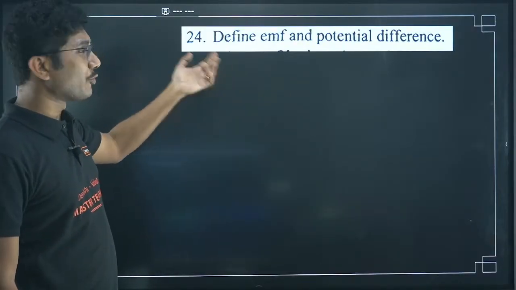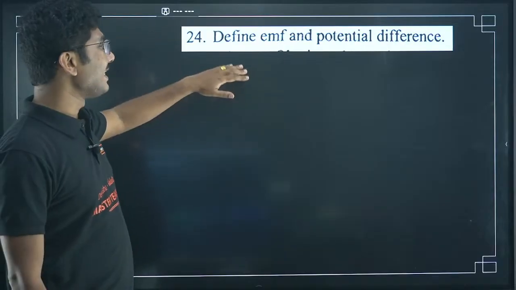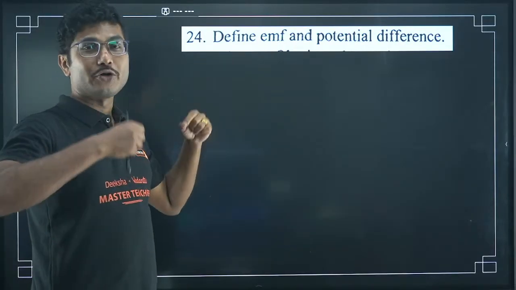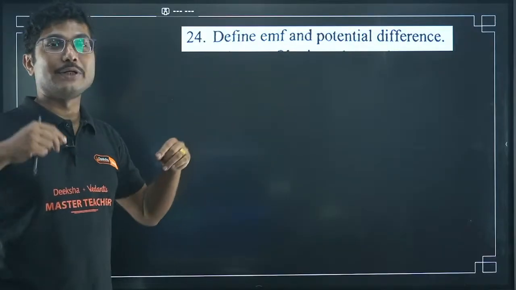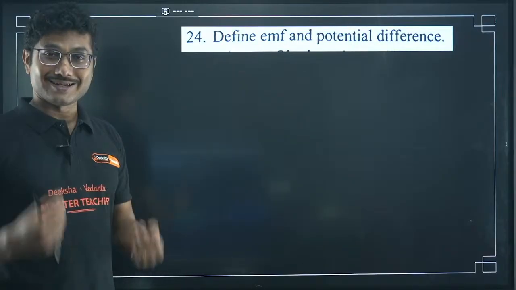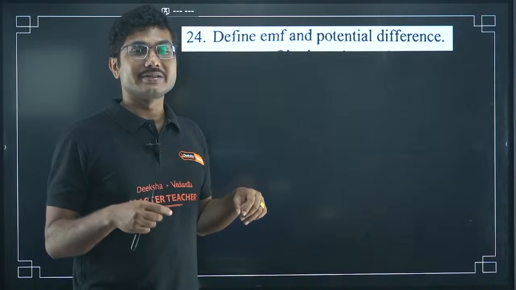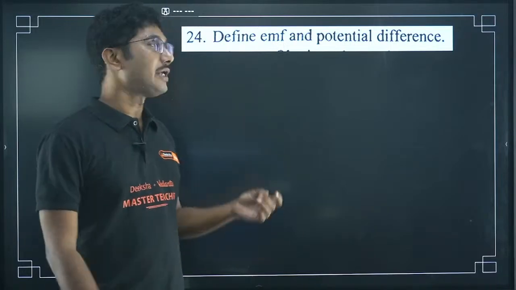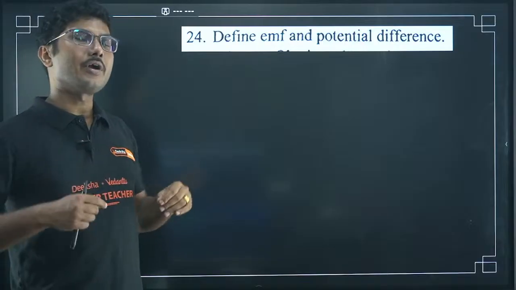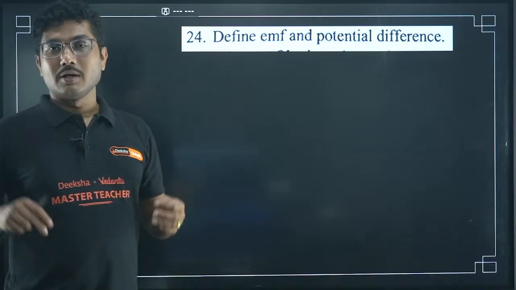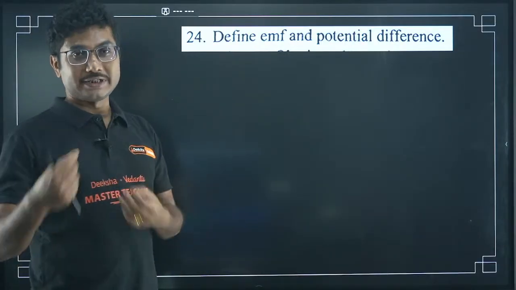Define EMF and potential difference. So this is slightly tricky. EMF is the exact voltage between the plates when no current is flowing, whereas potential difference is the difference between 2 points in a circuit. It can be across the cell, it can be across a resistor. Okay, potential difference is more general. EMF is only for a cell, or some generator.